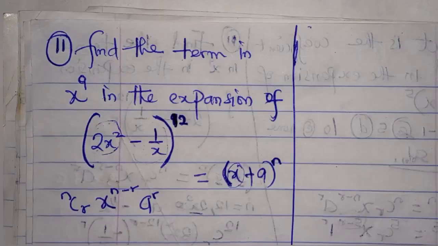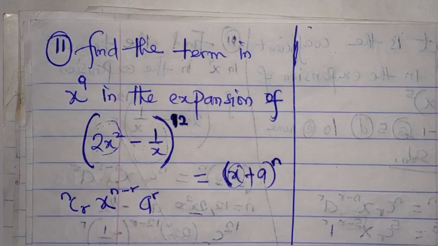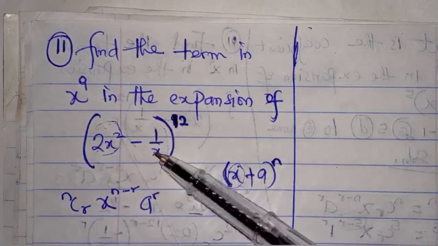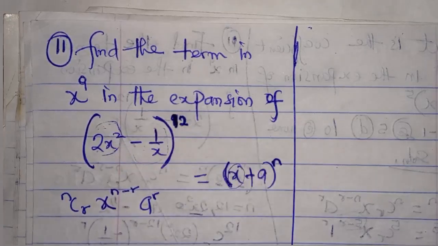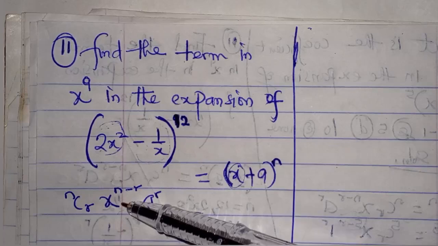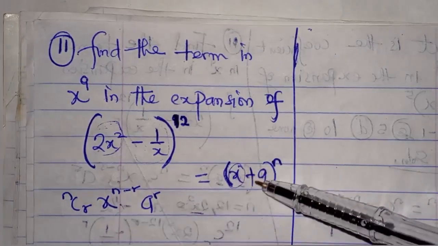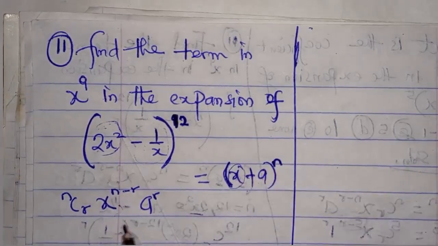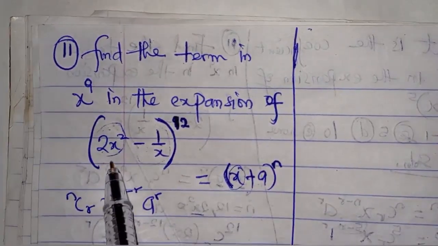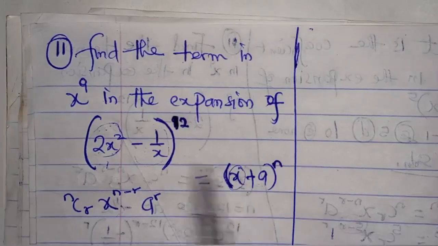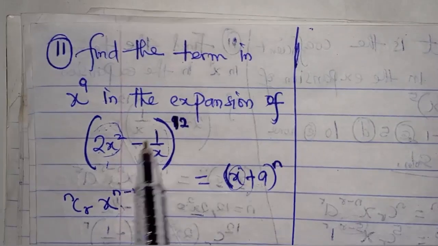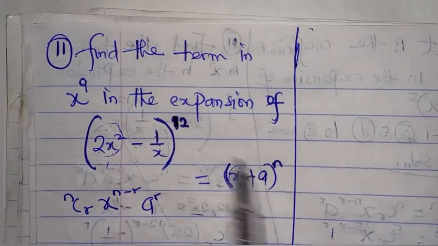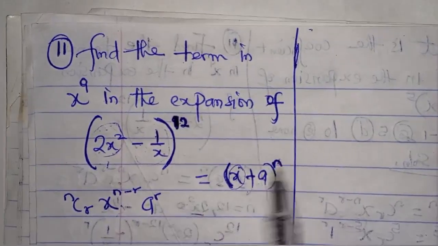Now, this is question 11. Find the term in x raised to the power 9 in the expansion of 2x squared minus 1 over x all to the power of 12. Okay, remember we said that this is the nth term for the binomial x plus a raised to the power n. So 2x squared here is standing for x, minus 1 over x is standing for a, 12 is standing for n.